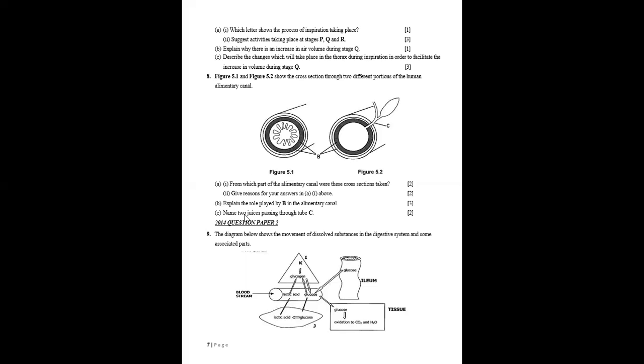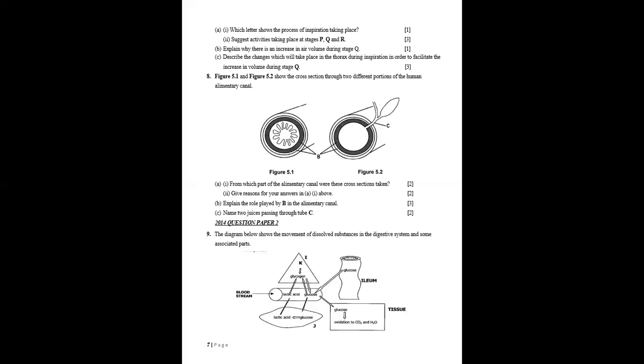All right, then we move on. B: Where is B? Explain the role played by B in the alimentary canal. It contains longitudinal and circular muscles that contract and relax during peristalsis and keep the food moving on its way through the digestive system.